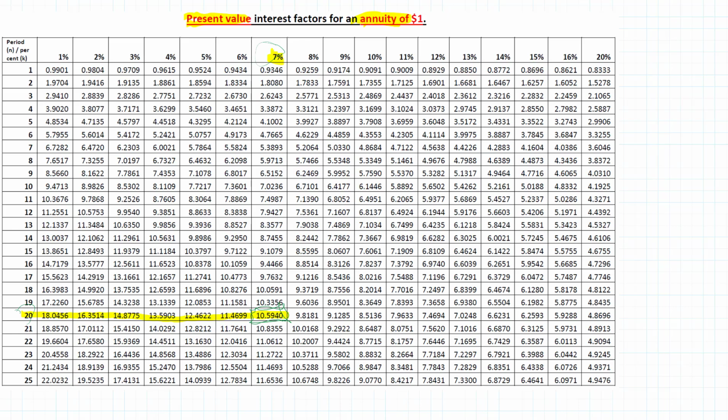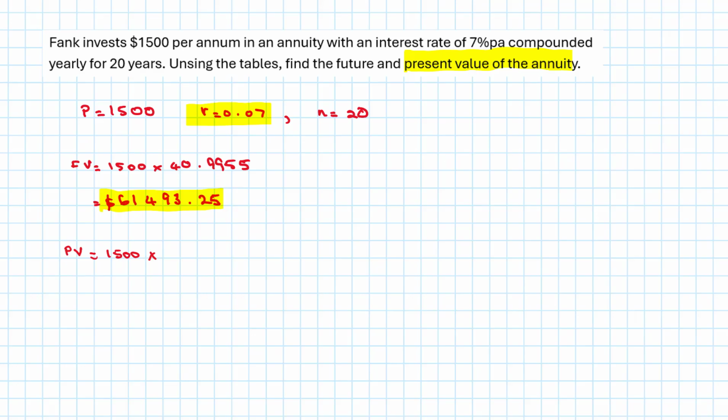10.5940. So going back to our work, if I multiply this by 10.5940, I get $15,891. So if I don't want to spend the next 20 years every year putting $1,500 in an investment account, I can invest nearly $16,000 today to end up with the same amount of money.